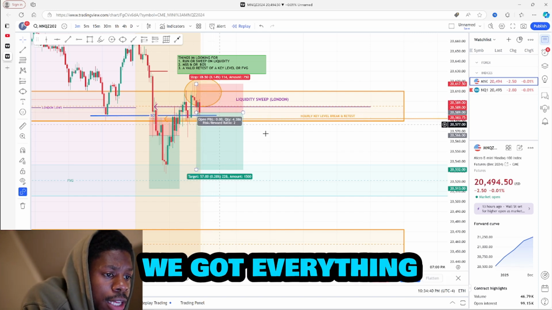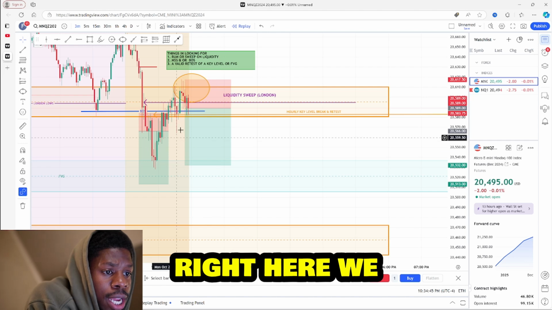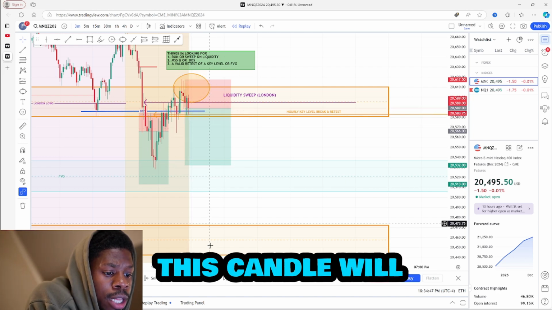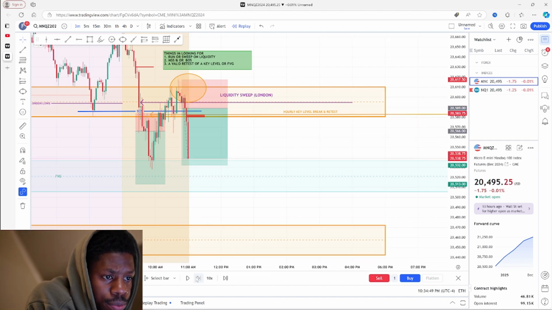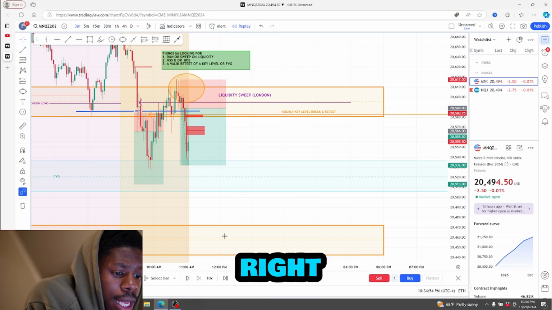So once again, we got everything we needed already. All I'm waiting for is another break and retest. Right here, we're getting a break and retest. A break below this candle would be my entry. Boom. And this trade wound up going for 50 points, which we like, right?